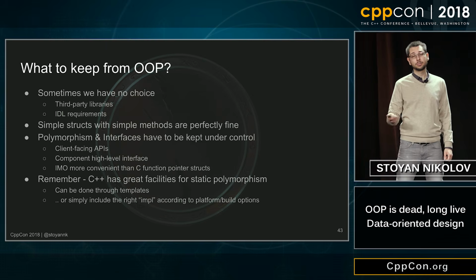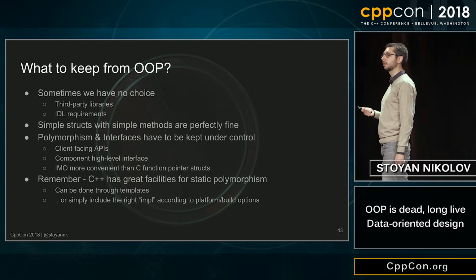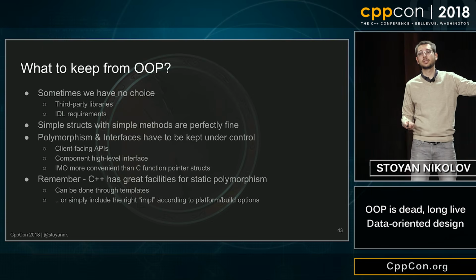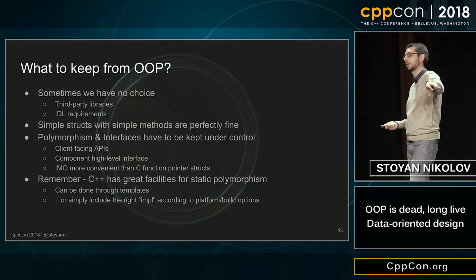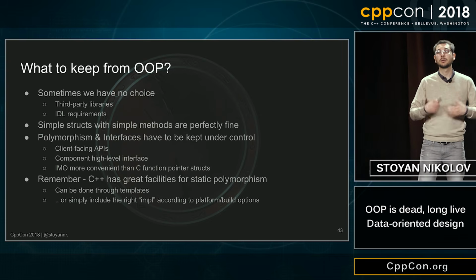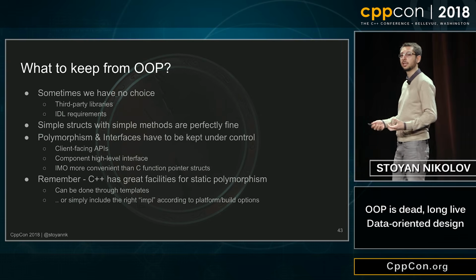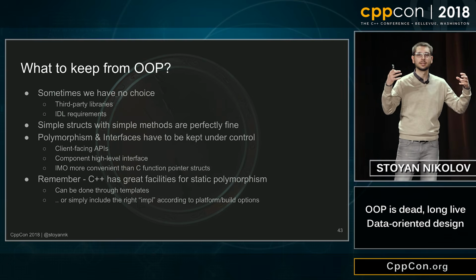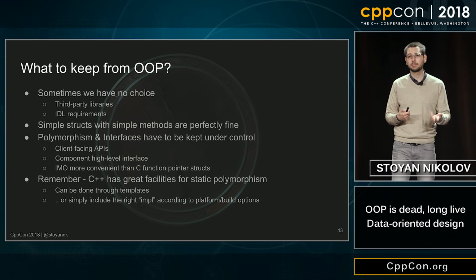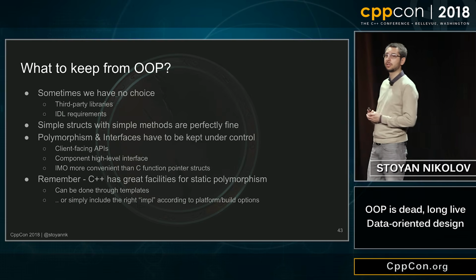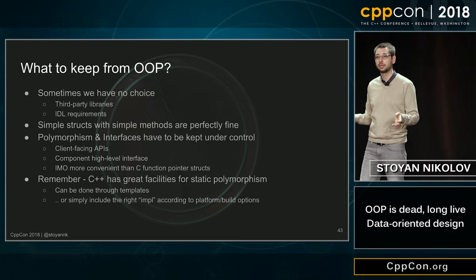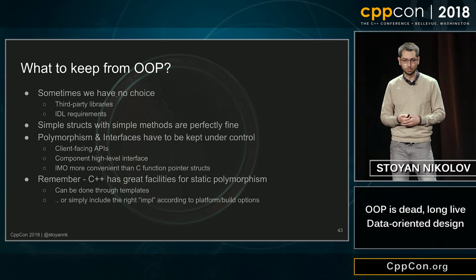Polymorphism and interfaces have to be kept under control. I don't believe that their role is in a very low-level system, like interpolating a couple of numbers in the animations. But they have their place in high-level systems, in client-facing APIs. They are amazing if you do a type of plugin and you really need some dynamic polymorphism. And remember that C++ has amazing facilities for static polymorphism. You can go a long way with templates, or just when you know all the types that you have, you can generate everything, actually. It works surprisingly well.